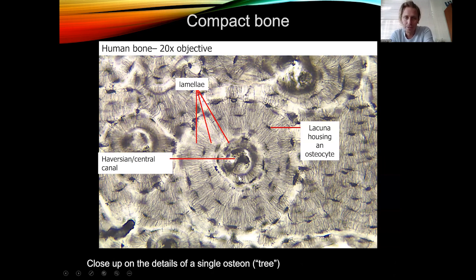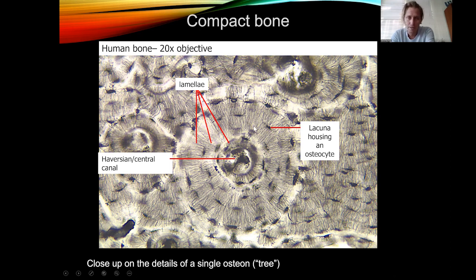And if you zoom into the osteon, you can see the tree rings. These are your lamellae, and it's radiating outwards. You can see the central canal here that would have the blood vessels and veins. You can see all these lacunae here, housing all the osteocytes.